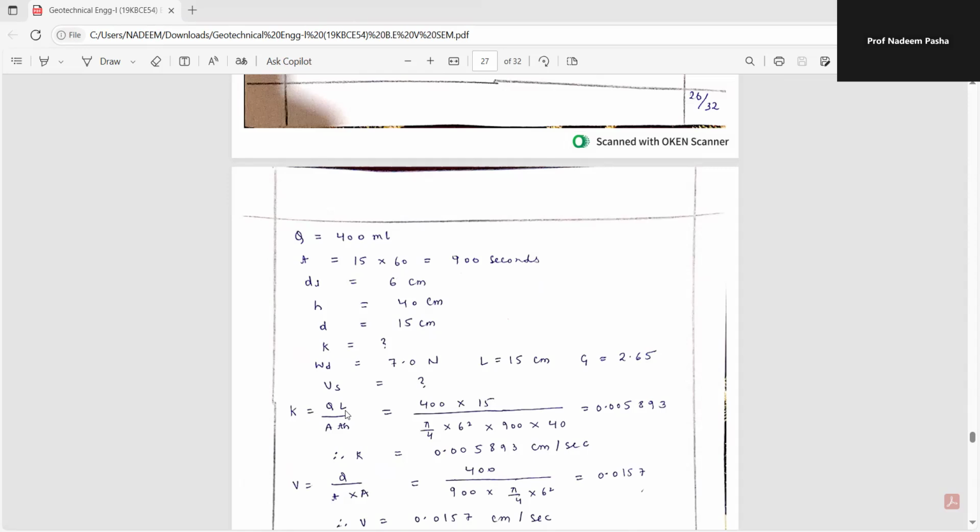So your V is equal to Q by t into A. Q is 400, t is how much? 900, A is pi by 4 into 6 square. So it comes out to be 0.0157. V is 0.0157 centimeter per second.